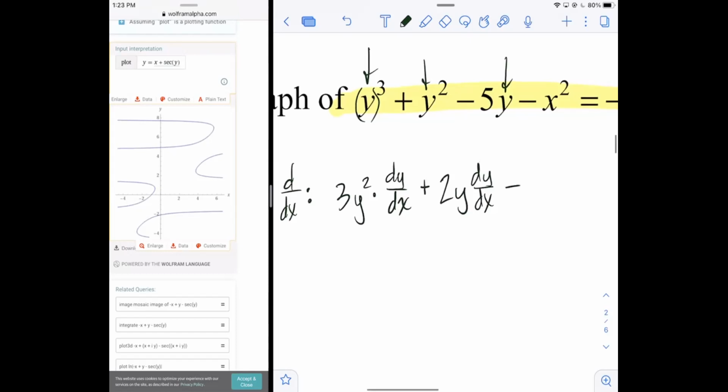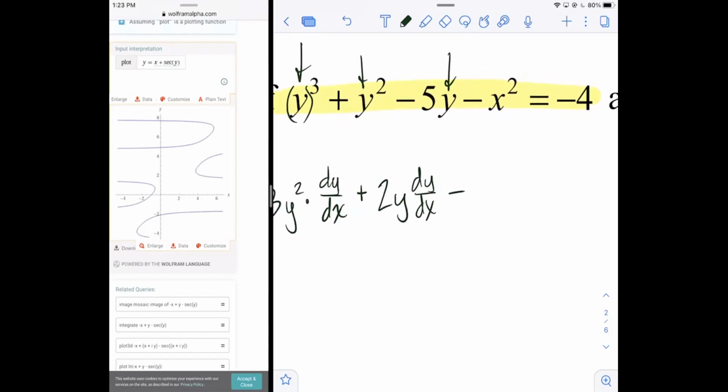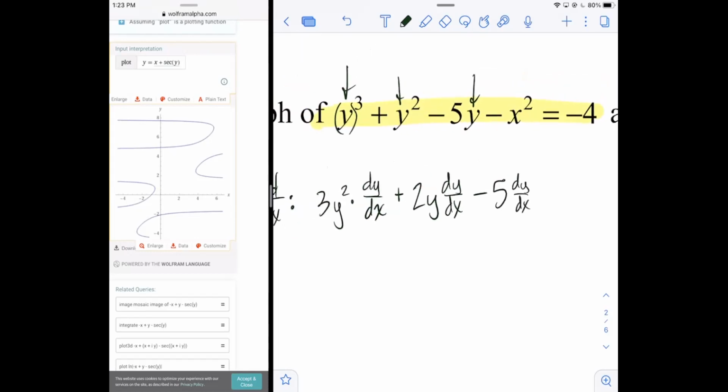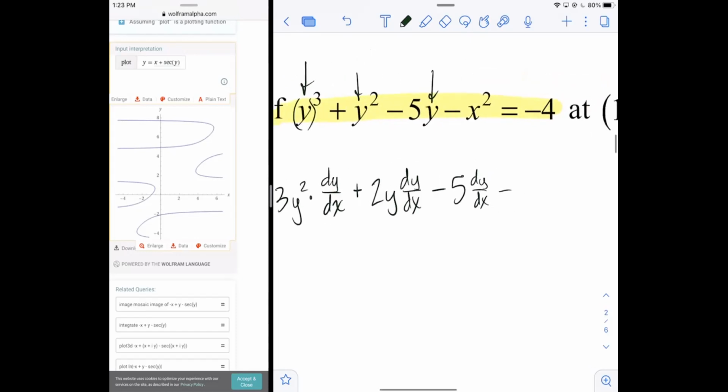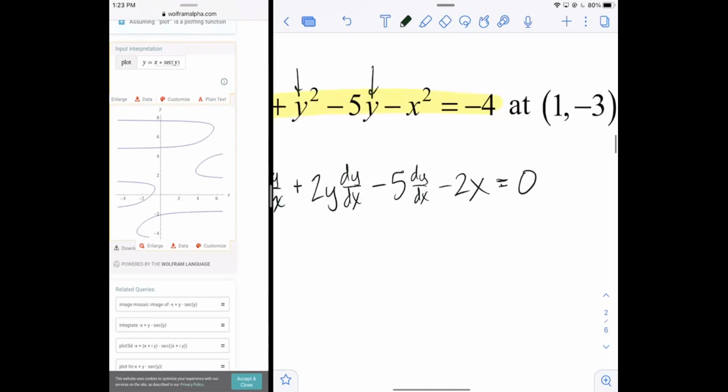All right, minus, what's the derivative of 5y? 5 times dy/dx. Very good. All right, times dy/dx. Whew, minus, we cleared the gauntlet of y's. What's the derivative of minus x squared? Negative 2x to the first times the chain rule, wink, wink, dx, which we don't need. Right, good. Equals, what's the 0? Right, 0.